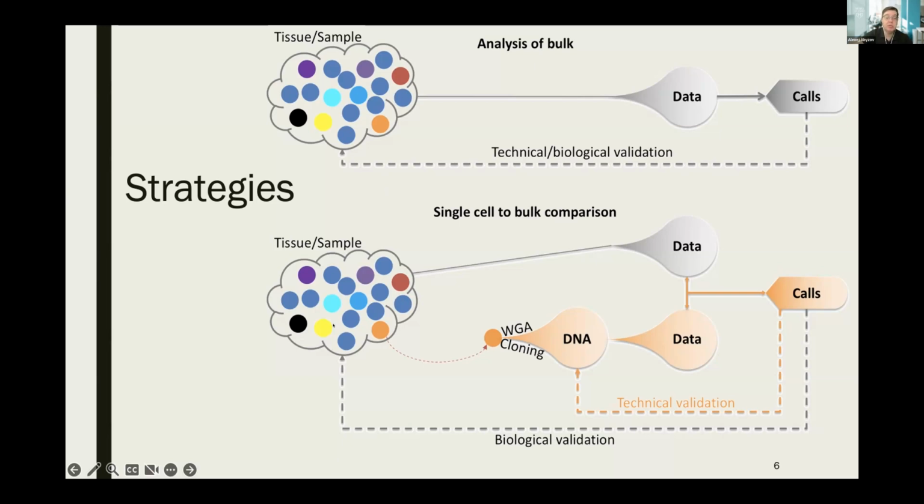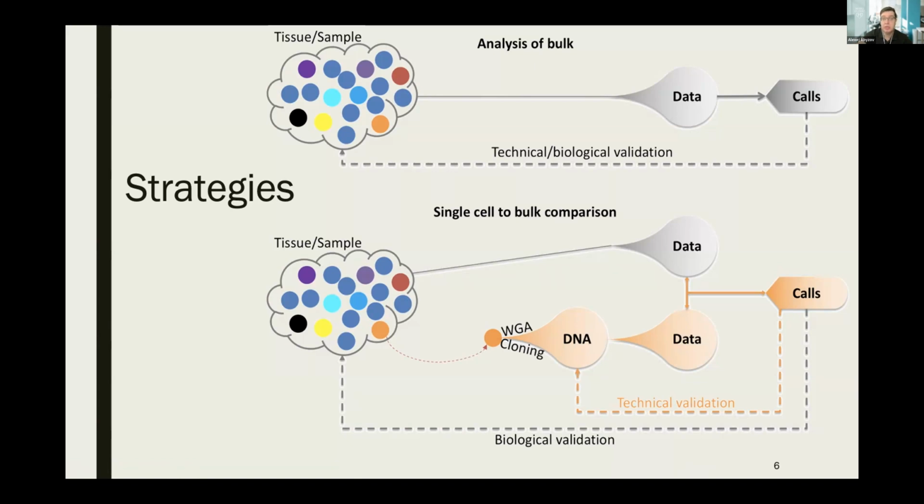Approach number two: you have a sample, and you say, well, bulk is kind of like a soup of everything. I want to be more specific. Why don't I analyze the mutations at a single cell level? So you extract a cell, try to get DNA out of it, and generate the data. The problem here is that the amount of DNA in a single cell is really small. It's about 6 picograms, and almost no current technologies can work with this amount of data.